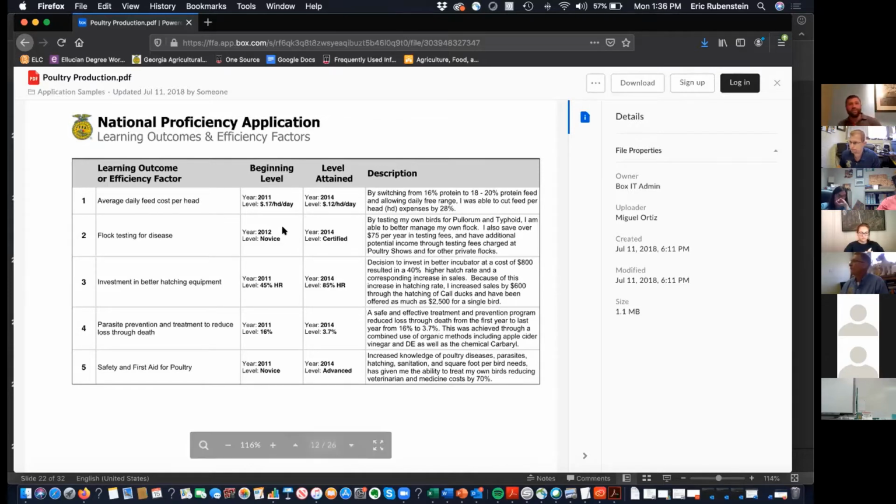Excellent. So let's move into learning outcomes and efficiency factors, just to look at that really quickly and talk through some of it. One of the big things in this area is that, based on the levels, there's one thing we're going to look at immediately, before we even score an application, and that is the level attained year.